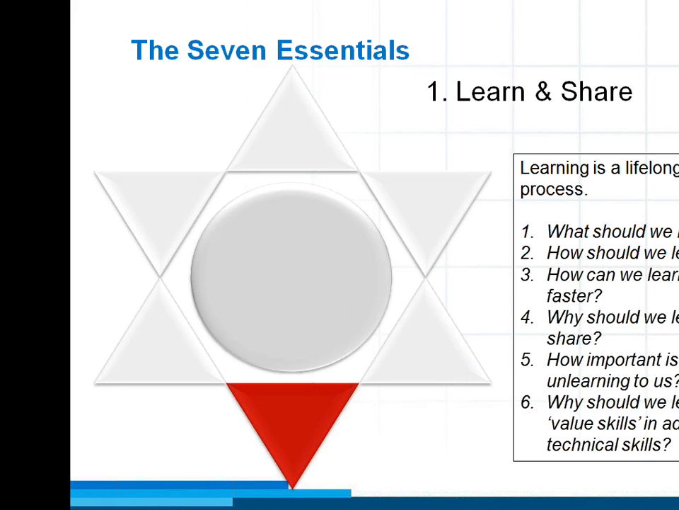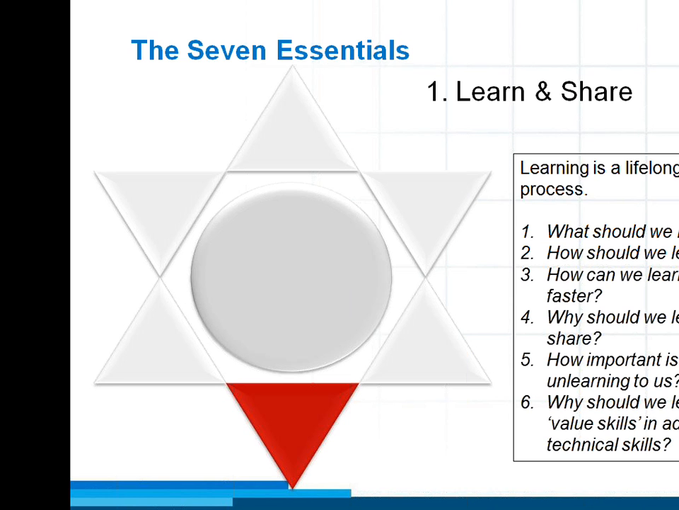Out of these, the first one is learn and share. So how many of us agree that learning is a lifelong process? I know almost every one of us agree. Because it doesn't work when you try to teach someone something. Nobody can be taught about something unless that person has an open mind to learn about something. So now the question is, what should we learn? And how do we learn? Because how do we learn is a very, very powerful question.